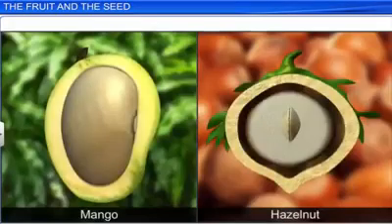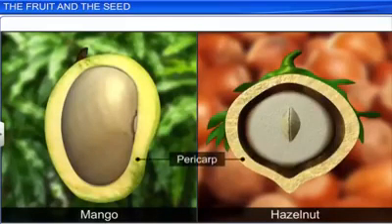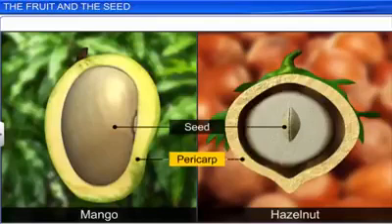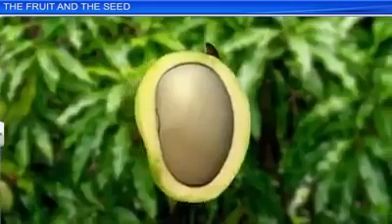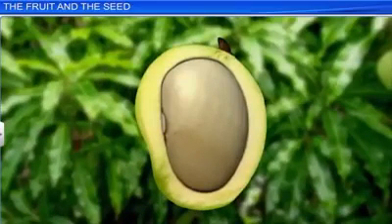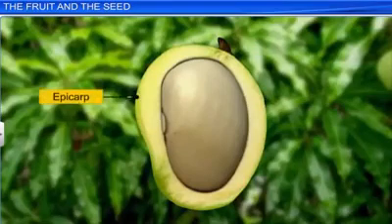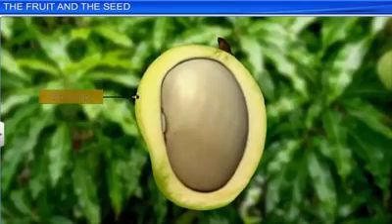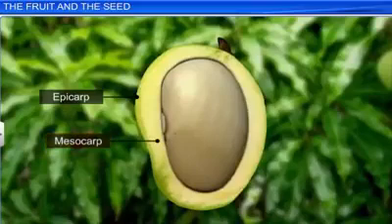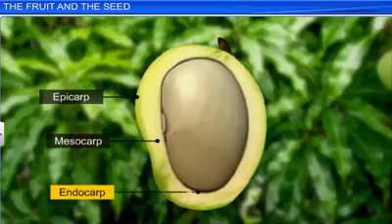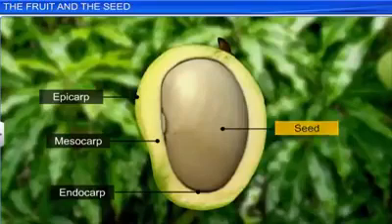Typically, a fruit is made up of two parts, the pericarp and the seed. The pericarp is the fruit wall, and it can be thick and fleshy as in mango or dry as in hazelnut. In the mango, the pericarp is differentiated into three distinct layers: the epicarp, which is the outermost layer or peel, the mesocarp, which is the thick, pulpy middle layer, and the endocarp, which is the innermost layer that directly surrounds the seed.